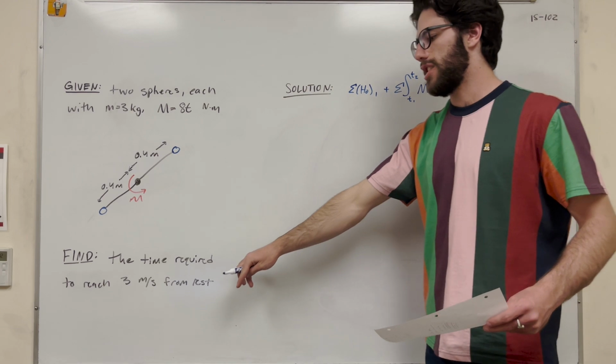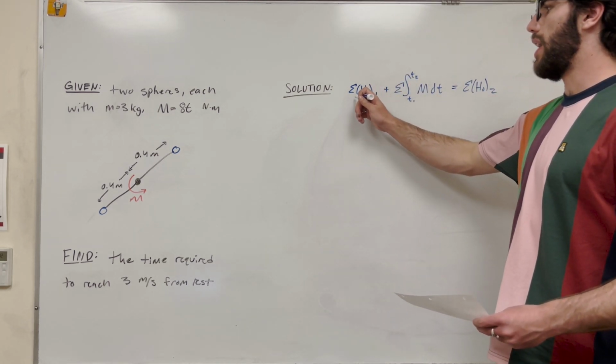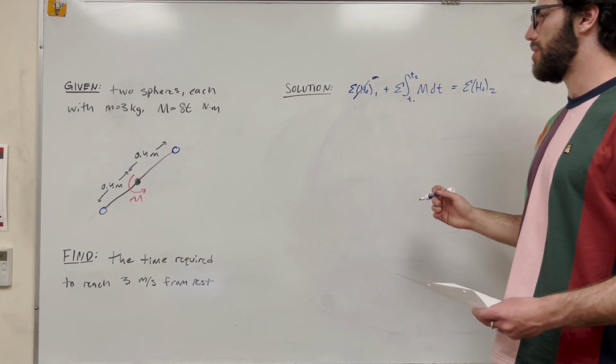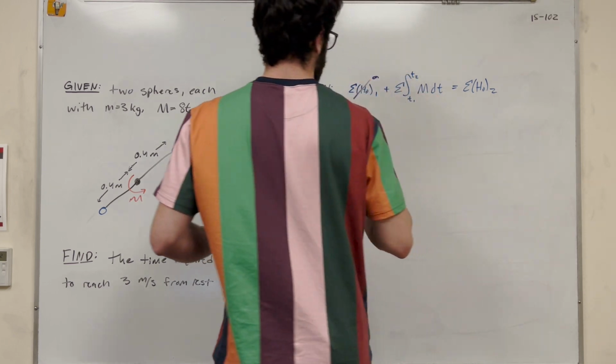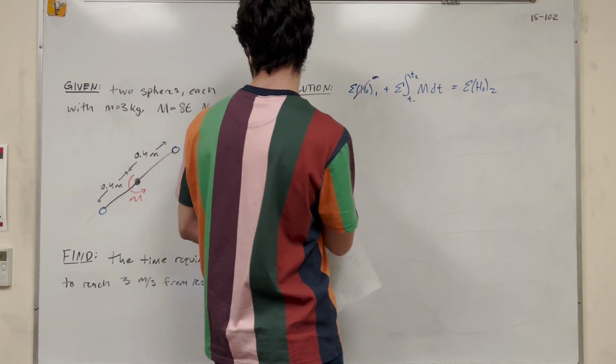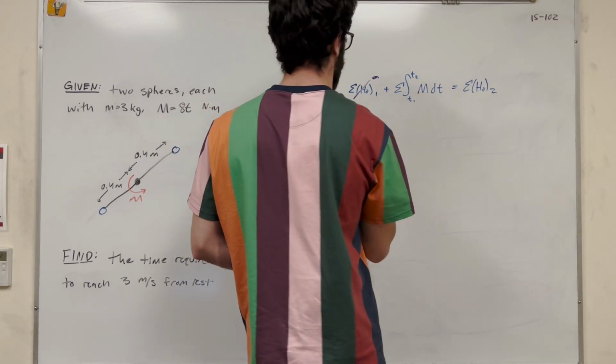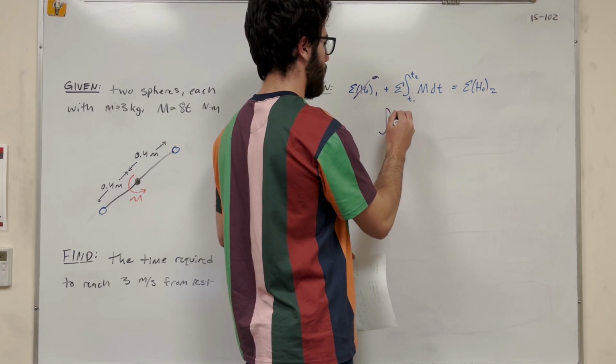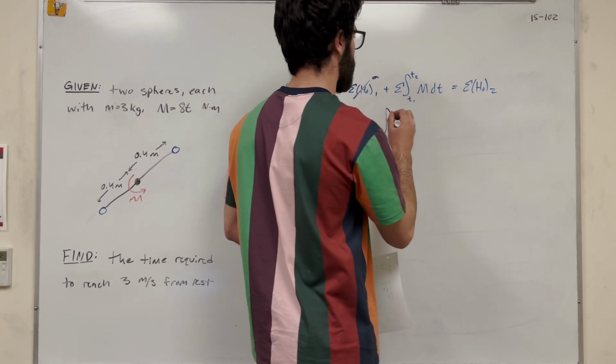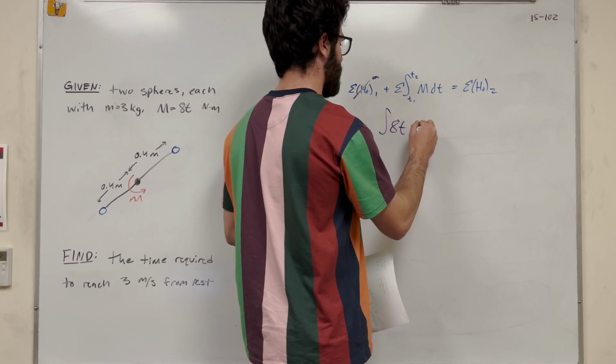First of all, this system is starting at rest, so we're going to have no initial angular momentum, so that's going to be equal to 0. So then what's this integral going to be? Well, there's just going to be one moment being applied. There's no forces or anything. So we can make it the integral of our moments, which is 8t. So it's going to be 8t dt.